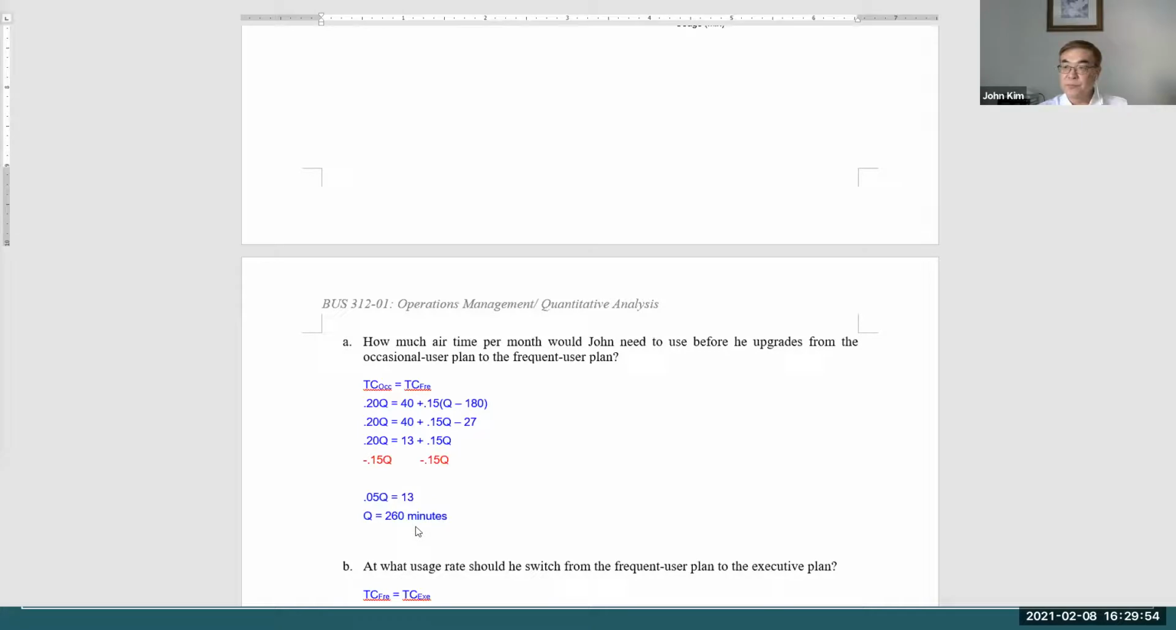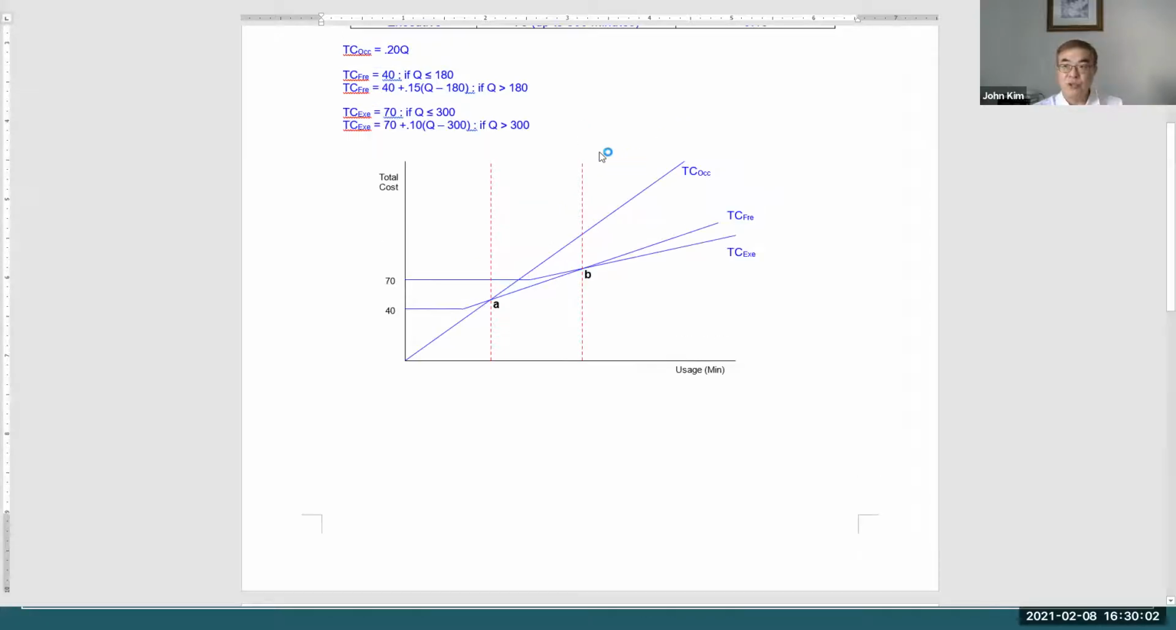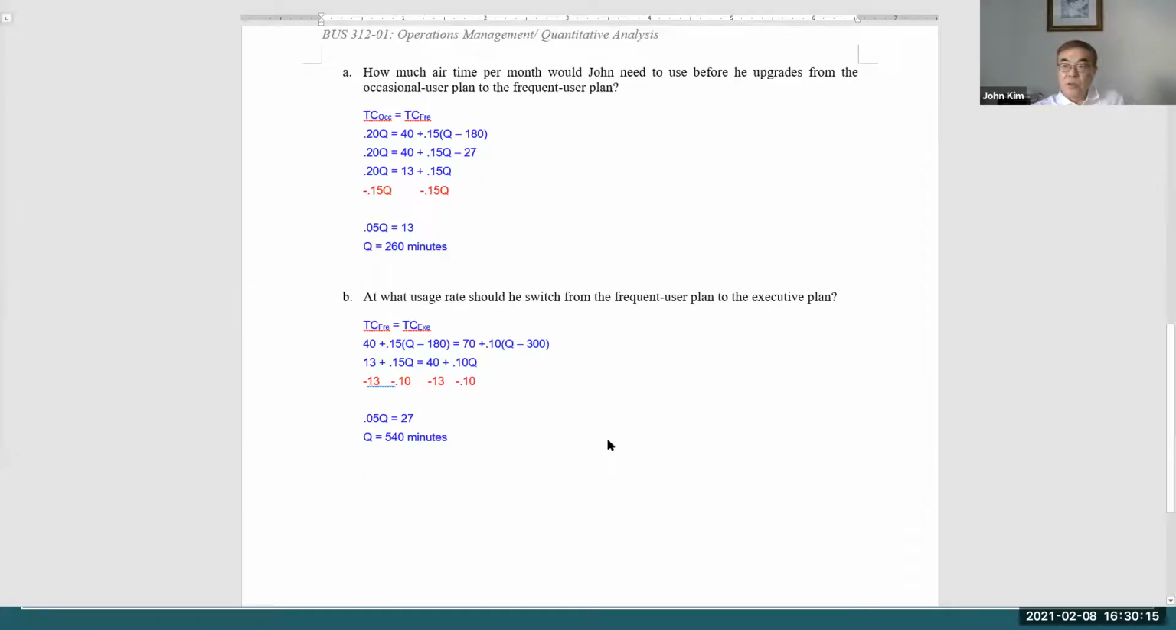And the next point, point B, is between the frequent plan and the executive plan. We assume both are after 180 and after 300, so use this and this equation. Total cost for the frequent plan is 40 plus 0.15 times (Q minus 180), and for the executive plan 70 plus 0.1 times (Q minus 300). So this one is 13 plus 0.15Q equals, since 0.1 times 300 is negative 30 and 70 minus 30 equals 40, 40 plus 0.1Q.